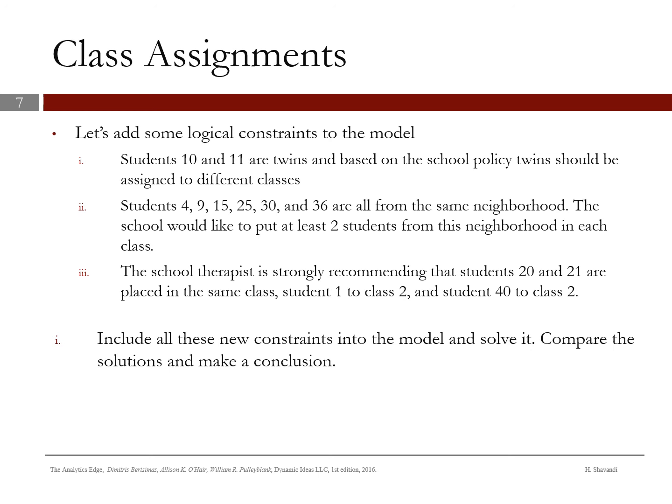And also this constraint: students 4, 9, 15, 25, 30, and 36 are all from the same neighborhood. So the school would like to put at least 2 students from this neighborhood in each class. So yeah, we can apply these policies. Or for example, the school therapist is strongly recommending that students 20 and 21 are placed in the same class, student 1 to class 2 and student 40 to class 2. So yeah, we can easily apply these recommendations as logical constraints in the model, and then we can resolve the model and obtain the optimal solution.